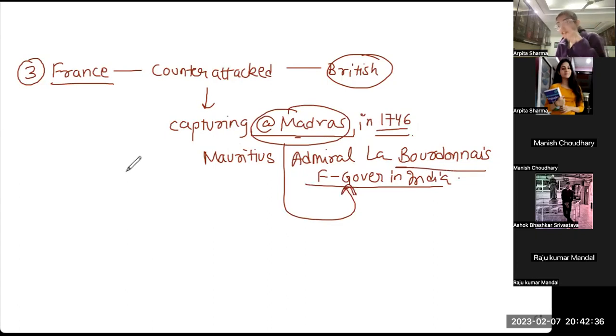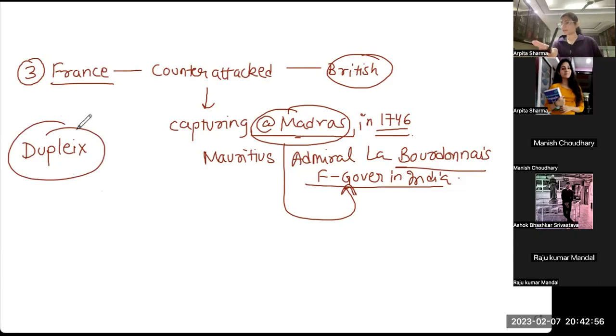And at that time, the Governor General of France in India was, tell me in the comment section, who was the Governor General? I told you just a few minutes back. In India, the French Governor General, yes, Dupleix. Very good, Ashok. Dupleix got angry: without consulting me, without taking my permission, you are just a governor, I am the Governor General. You captured Madras without my knowledge. He got very angry. So now Dupleix got angry at Bourdonnais. Why did you not take my permission?